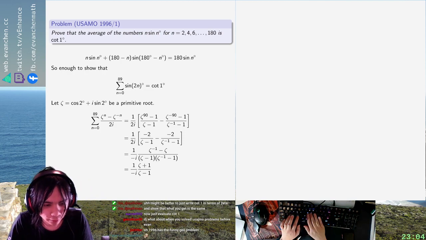So now this is 1 over i times, on the top, zeta squared minus 1, and on the bottom it's zeta minus 1 times zeta plus 1. No, sorry, it's just zeta minus 1 squared. Did I flip a sign? I flipped a sign again, didn't I? Yeah, it should be minus i. Okay, so we can divide out the common factor, so this is zeta plus 1 over zeta minus 1. Okay, and that should be fine.